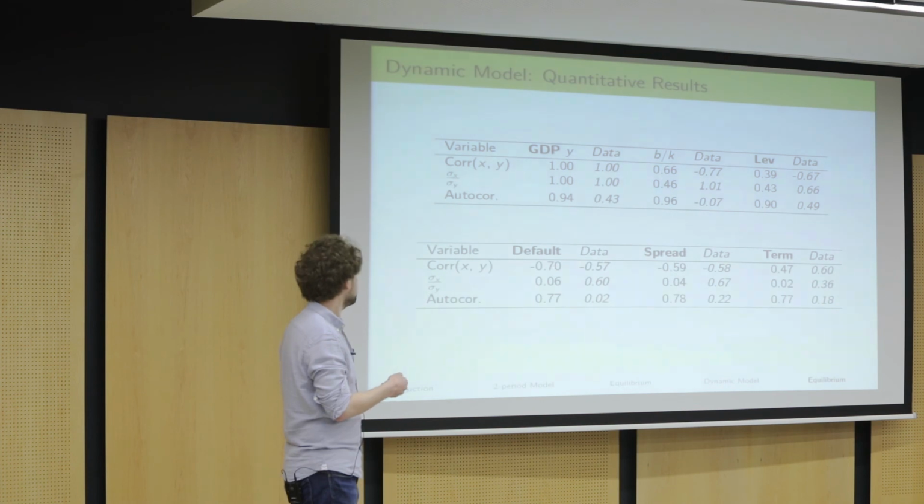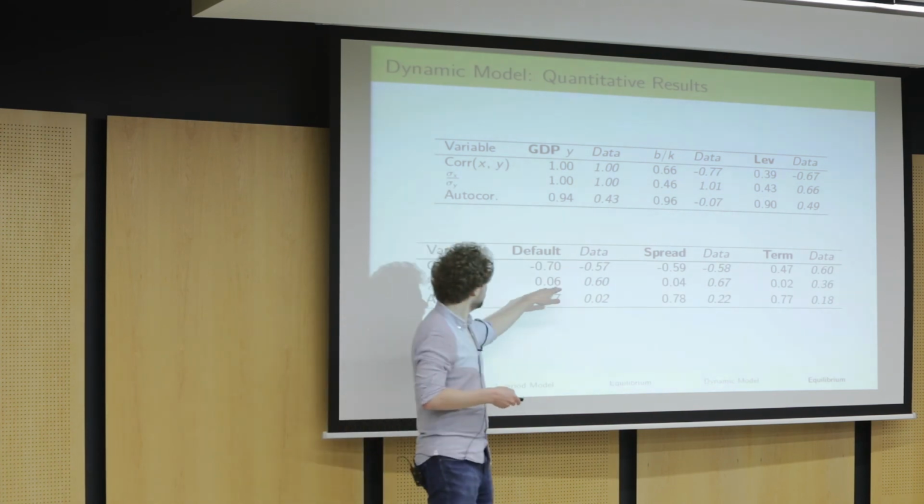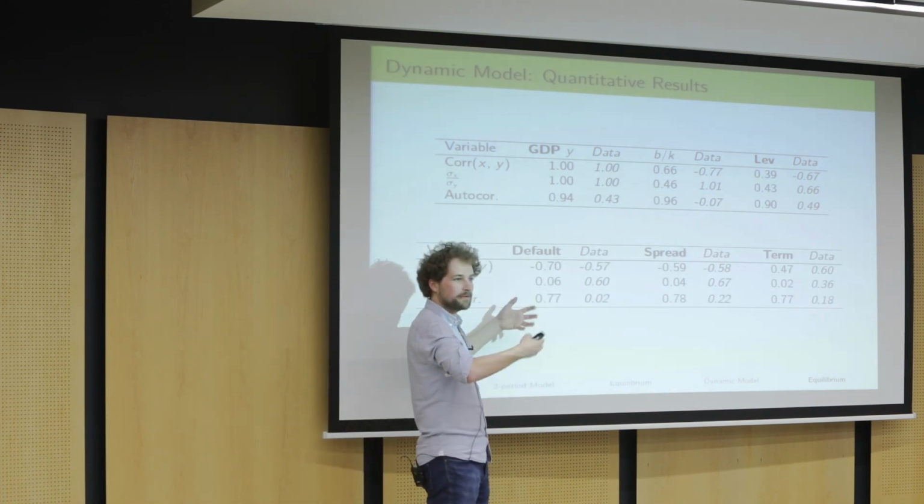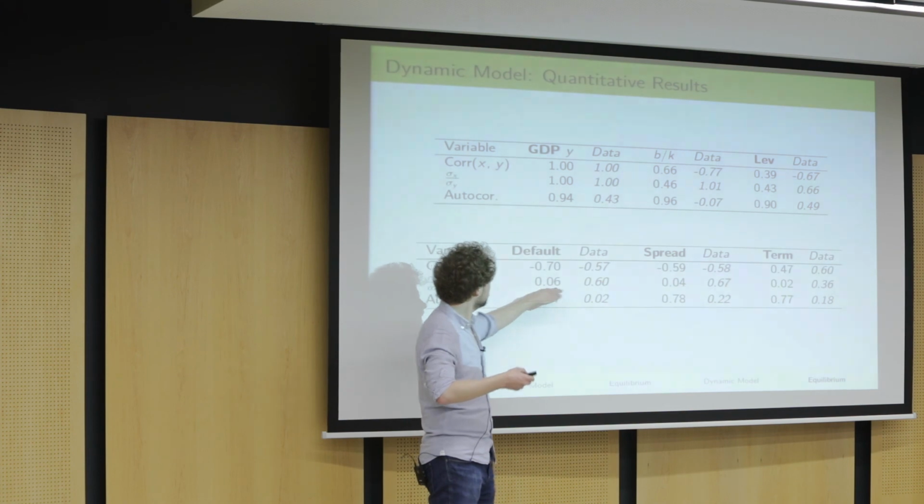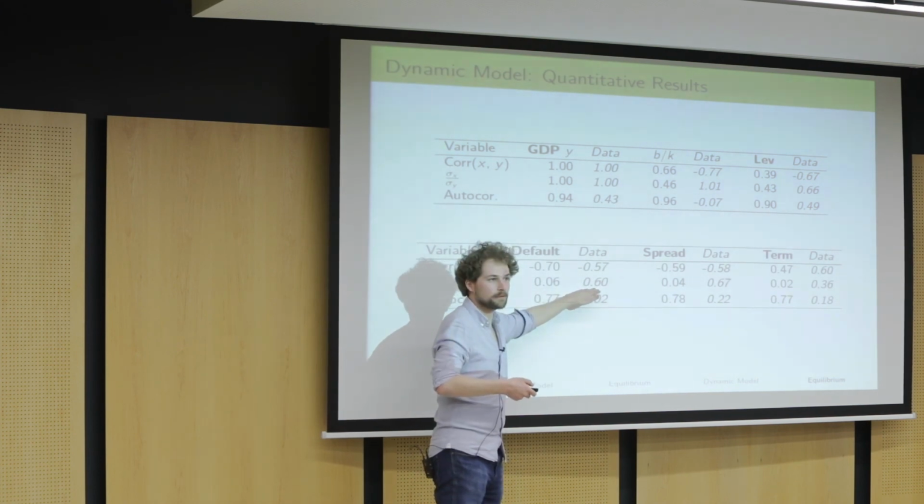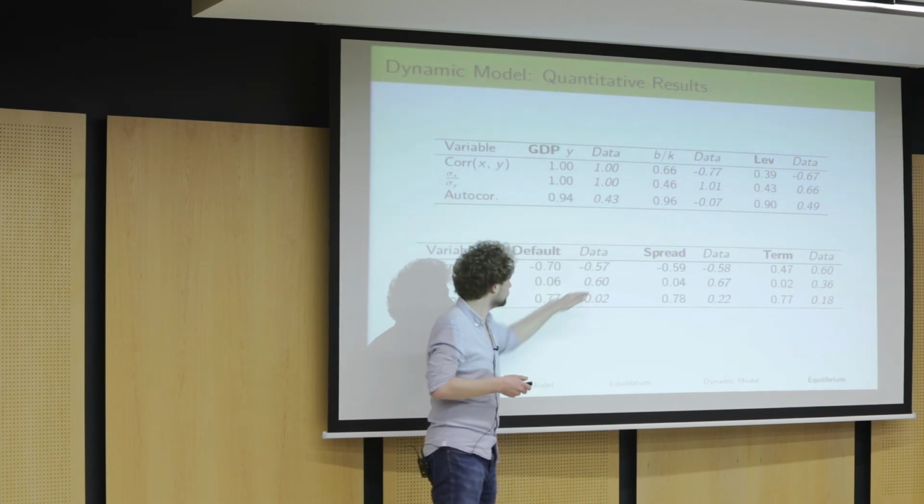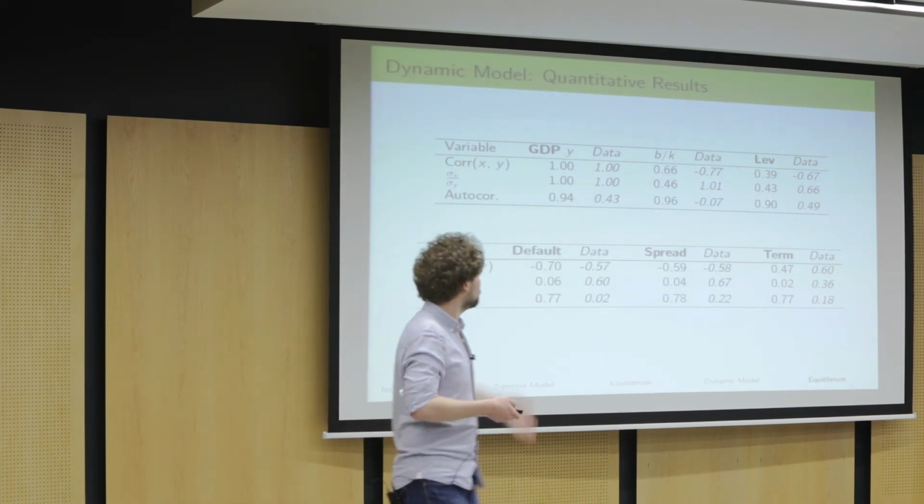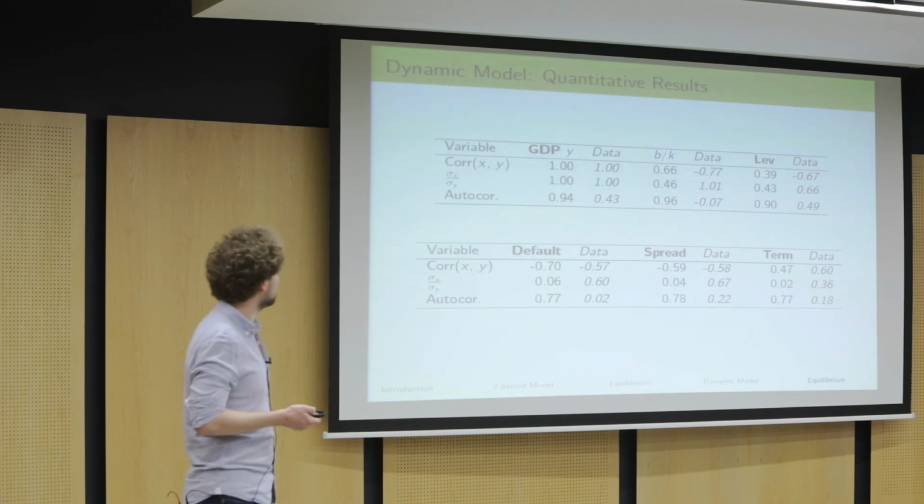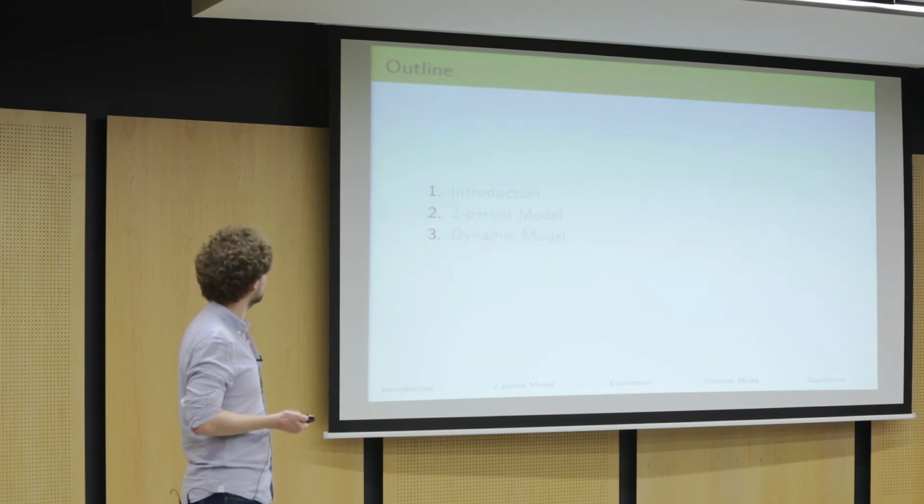And that's also important. Default and spreads are very key for the amplification mechanism. We get them to move much more than other models, but it's still an order of magnitude too low compared to the data, where default rates and spreads move around much more. So there's still room. That's not the last paper to write on this topic.